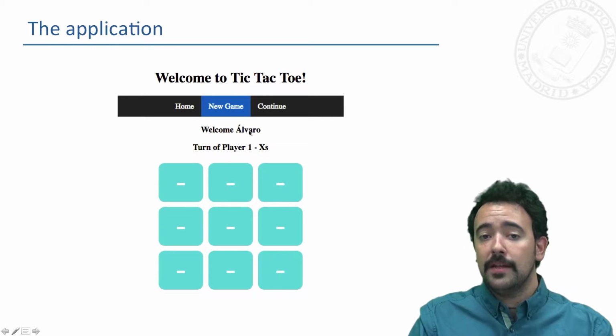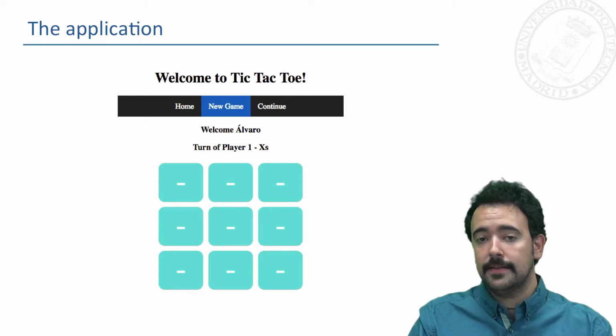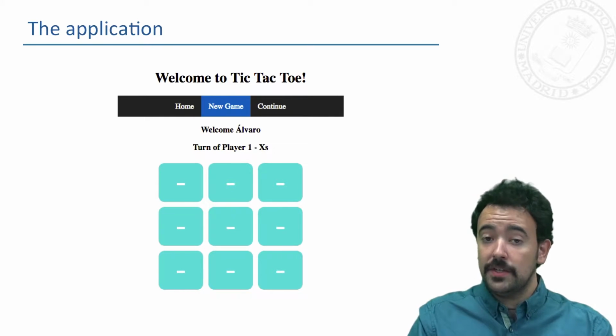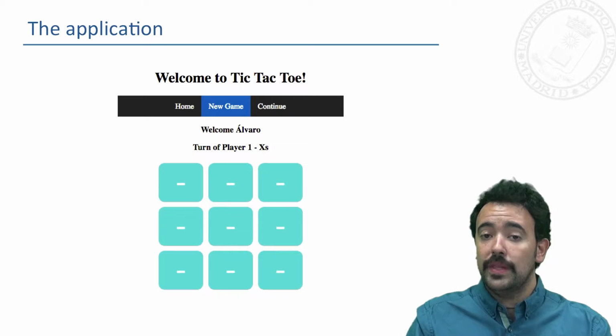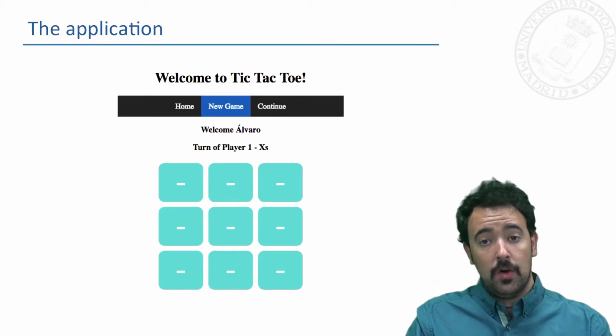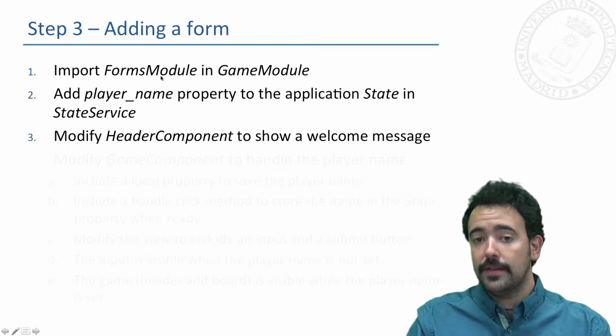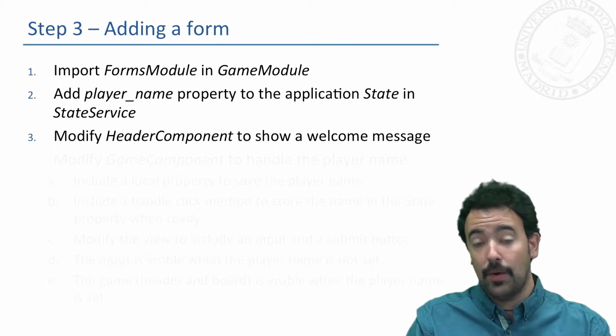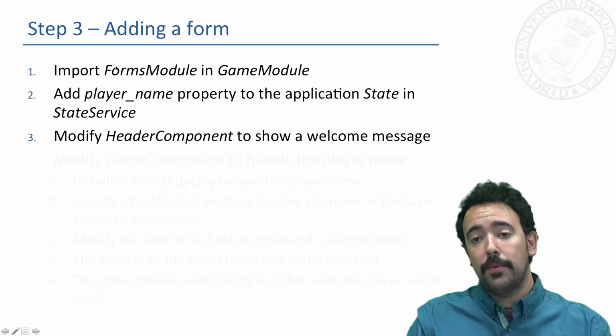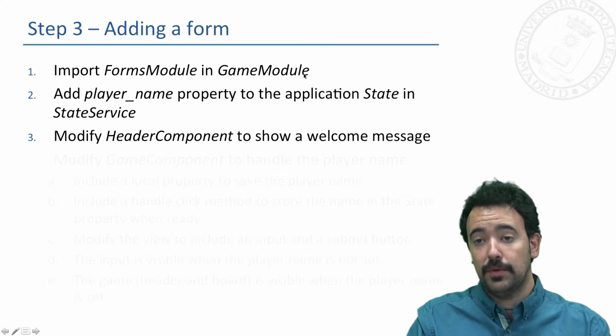When continuing an already started game, the information about the player name will be included in the object we receive from the backend service. Okay, so the first thing we need to do is, as always, since we use forms in our Angular applications, import the forms module in the corresponding module, in this case the game module.